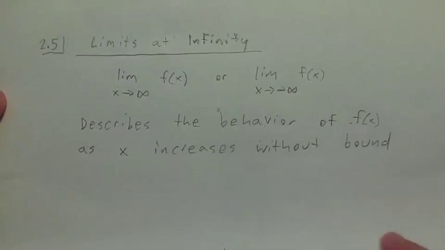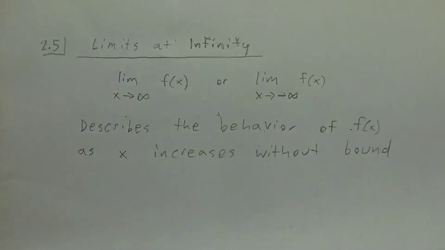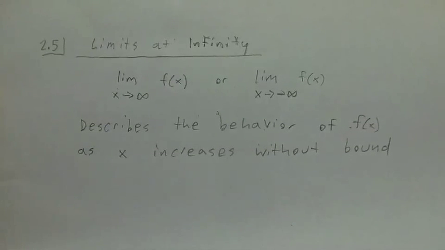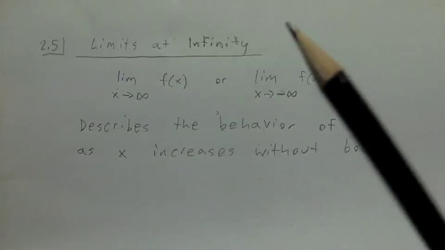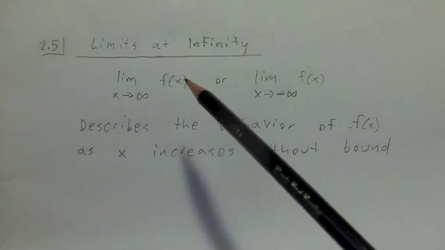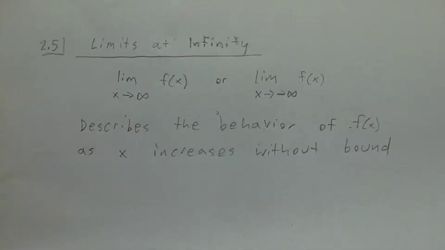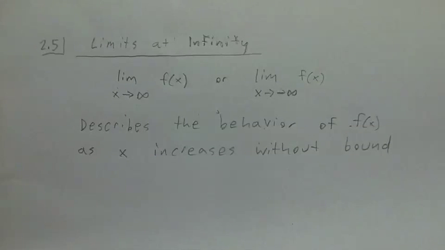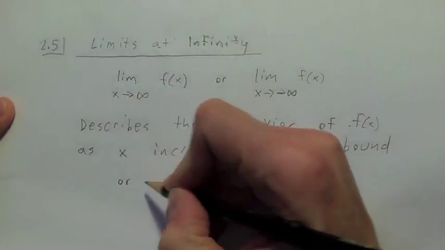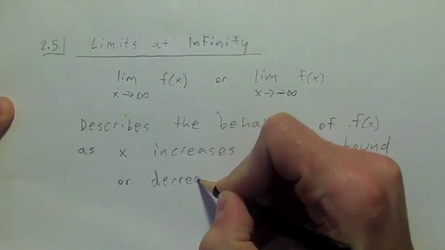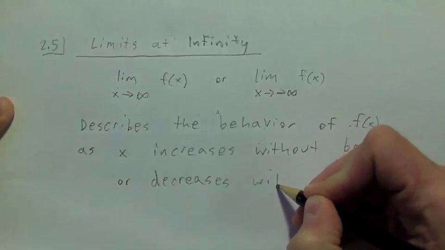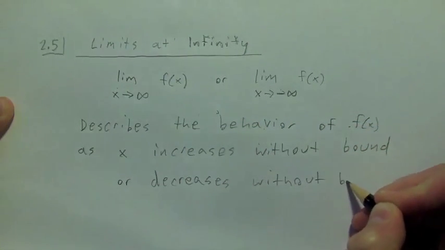Alright, hello class. Welcome to section 2.5 where we're talking about limits at infinity. So limits at infinity are basically limits where we look at f where x goes to infinity or x goes to negative infinity. In other words, it helps us describe the behavior of a function f of x as x increases without bound, or decreases without bound.